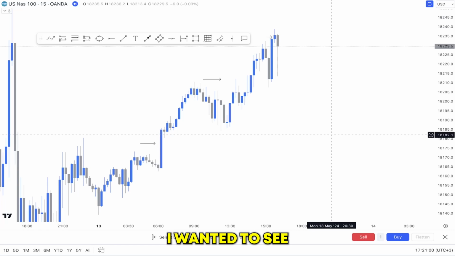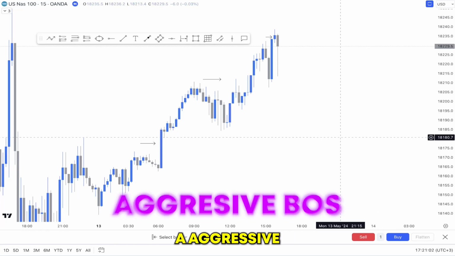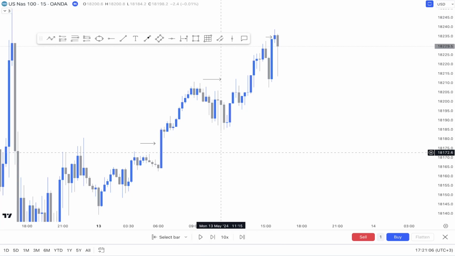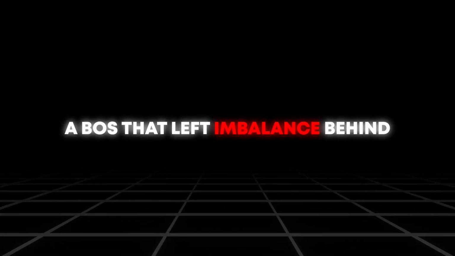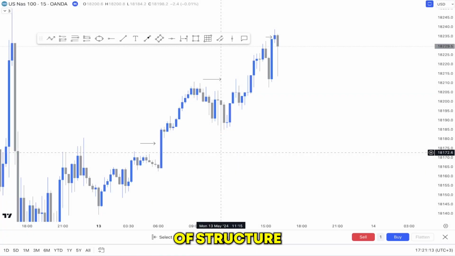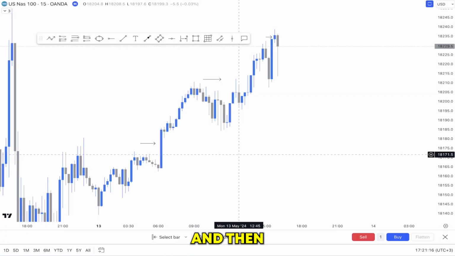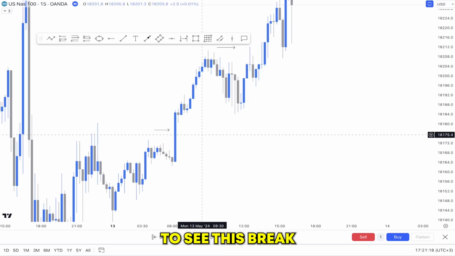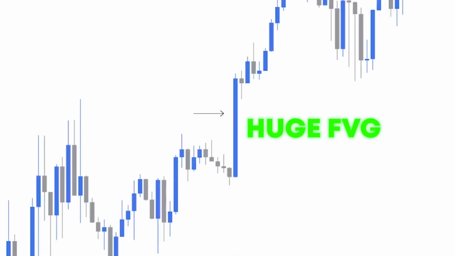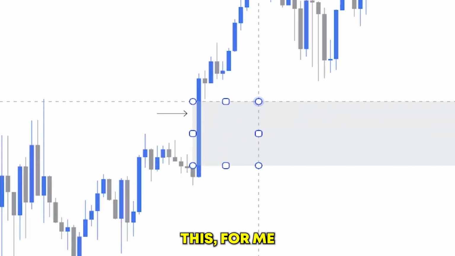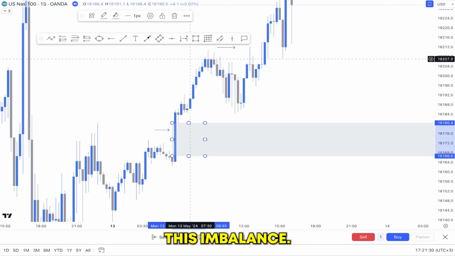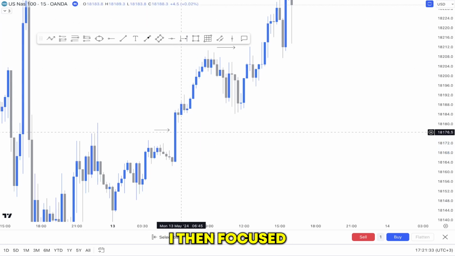After that, I wanted to see whether we have an aggressive break of structure. Basically, by aggressive, I mean a break of structure that left imbalance behind. If there's no imbalance behind, that break of structure is not valid for me. And then I was able to see this break right here, okay, that left this huge fair value gap behind.